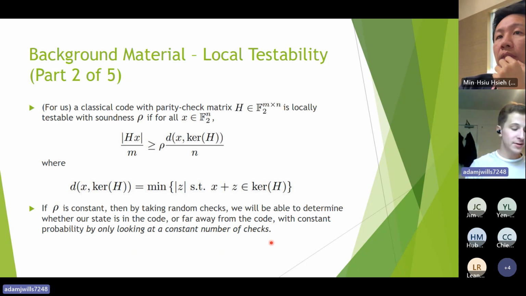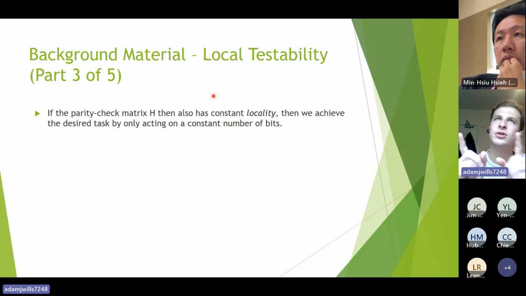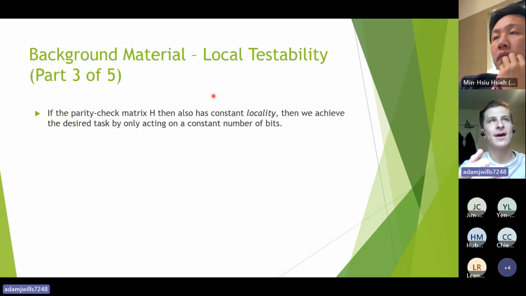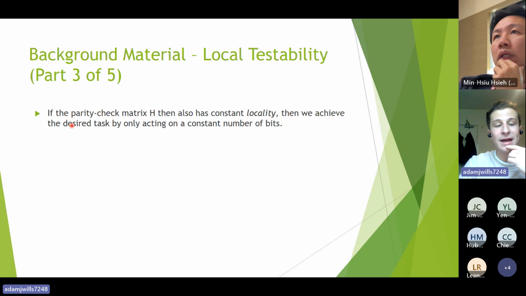And in order to convert from a constant number of checks to a constant number of bits, I must talk about locality. So if I have constant locality, what that means in the classical case is that, simply put, each check only acts on a constant number of bits. And so if I was acting on a constant number of checks, that would automatically mean that I'm acting on a constant number of bits. And so indeed, if we have constant soundness and locality, then we can achieve that task by only acting on a constant number of bits as desired.